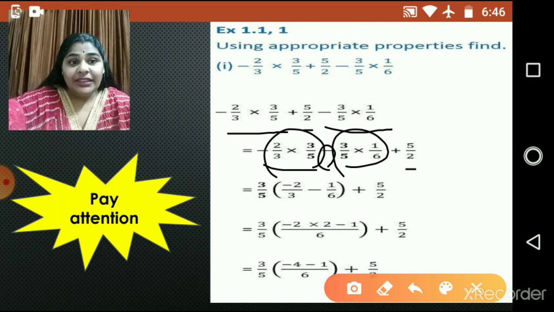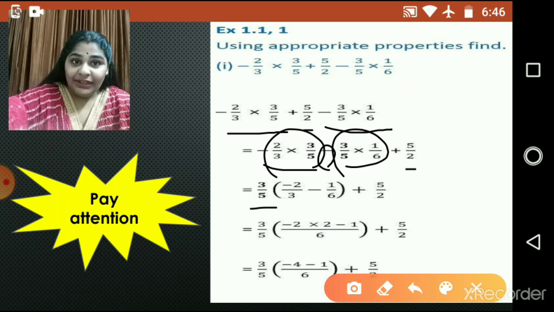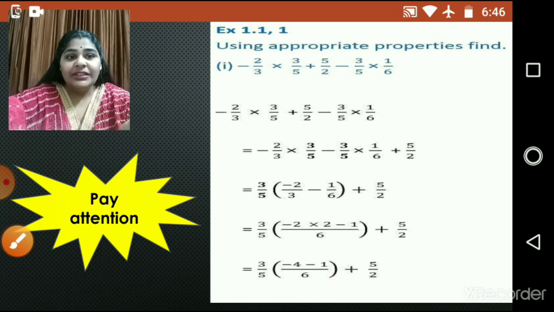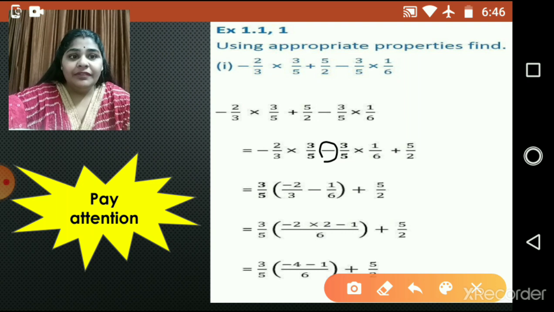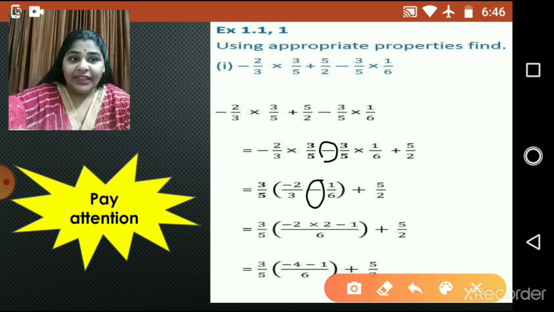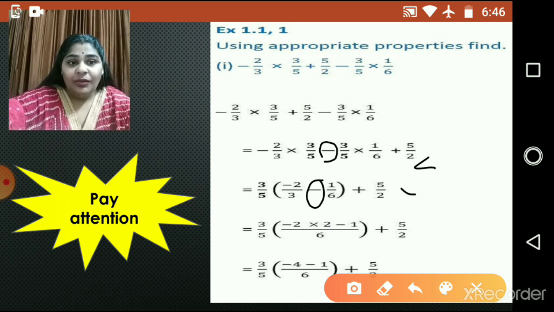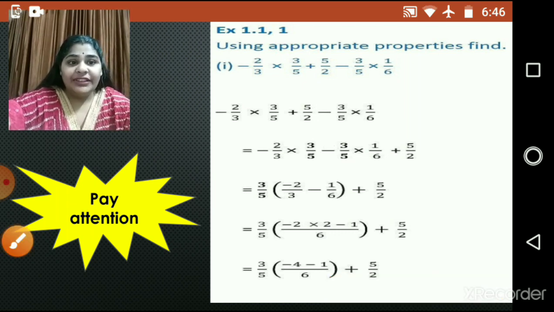Yes. 3 upon 5 I will take common outside, and inside the bracket I will keep the remaining terms, that is -2 upon 3 as it is, minus 1 upon 6. So this negative will be as it is inside the bracket, and 3 upon 5 as common outside, plus 5 upon 2 as it is. Now this again we will solve here.